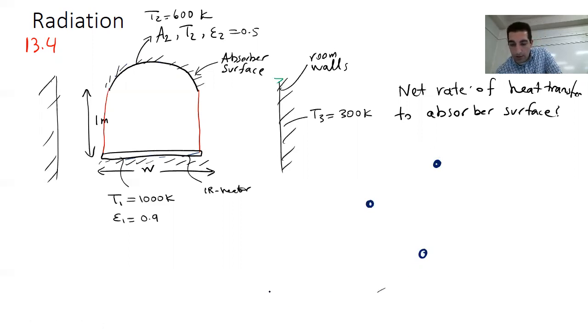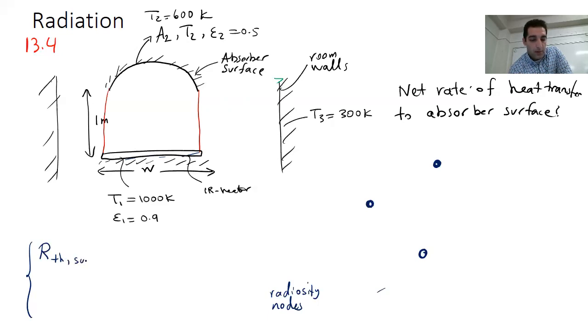So those are radiosity nodes. Now, I had this in class today. In radiation, we are dealing with two types of thermal resistance. One is surface thermal resistance, which is due to emissivity of the surface: 1 minus epsilon 1 divided by epsilon 1 A1.